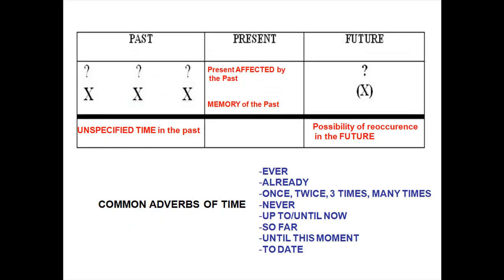The second situation of use of the present perfect is when the action happened at an unspecified time in the past. The time is not known or not important, but is connected with the present, because you have a memory of the event. It affects your present or might recur in the future. Some adverbs of time mark this situation. Ever, already, once, twice, 3 times, many times. Never, up to, until now, so far, until this moment, to date. Let's see an example.